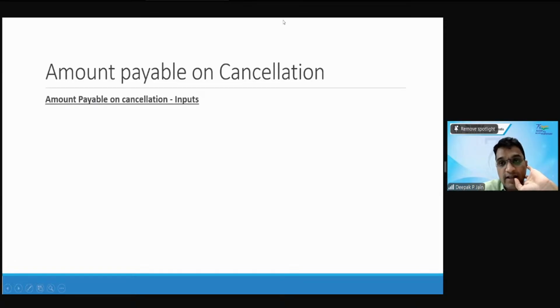Amount payable on cancellation, जो हम स्टॉक का डिटेल्स देते हैं। Yes, today is the last class on registration. So we'll cover this, and if time permits, we'll take up some questions also on cancellation.